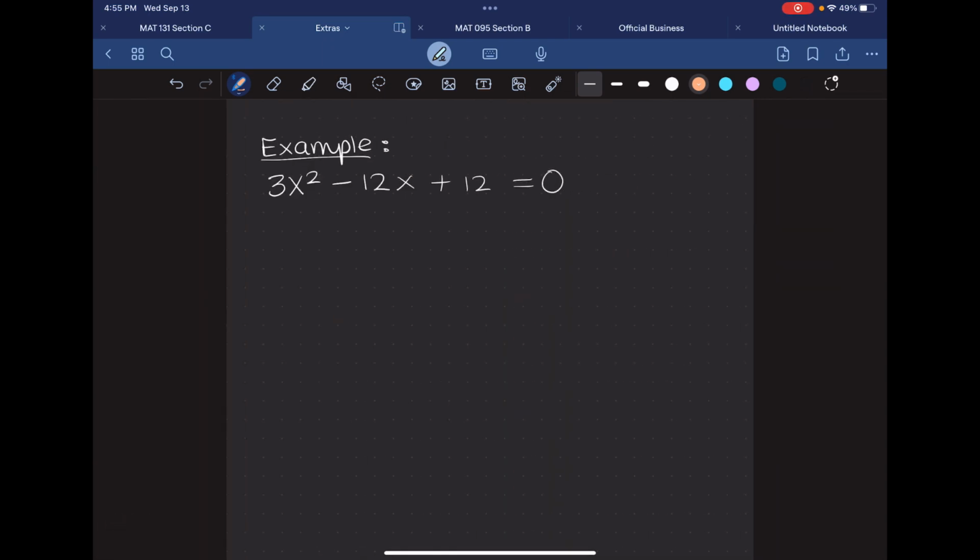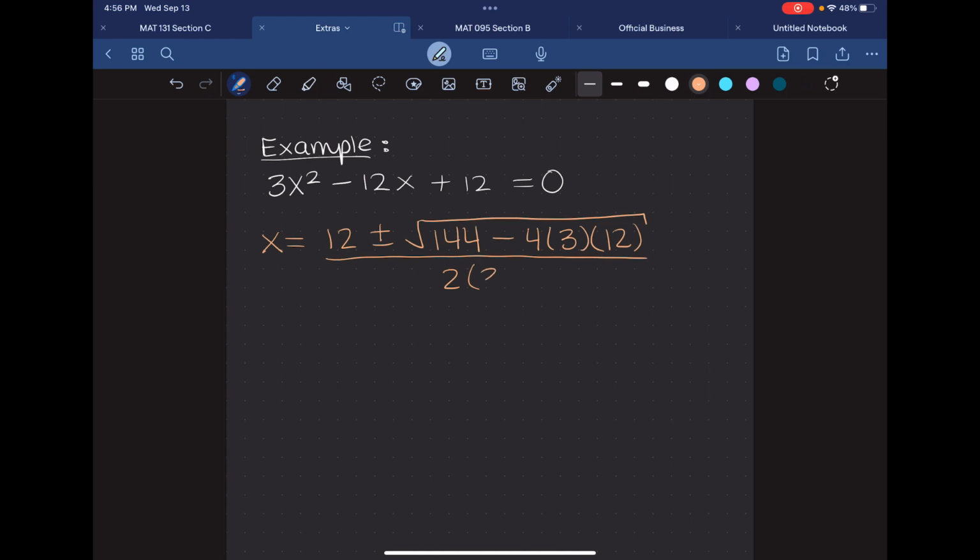All right, got another example. Again, it's already in standard form, so we can just start plugging into the quadratic formula. We've got x is equal to, our b is negative 12, so negative 12 gives us a 12, plus or minus square root. We've got 12 squared, which gives us 144, minus 4, our a is 3, our c is 12, divided by 2 times our a, which is 3.